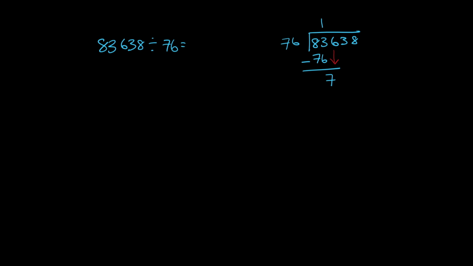Now, how many times can we get 76 from 76? That's 1 time. 76 times 1 is 76. And this will be 0. Now, usually our goal is to have a remainder of 0. But because we have 2 more digits here, we need to work with those as well. And so we will go ahead and pull down our 3.